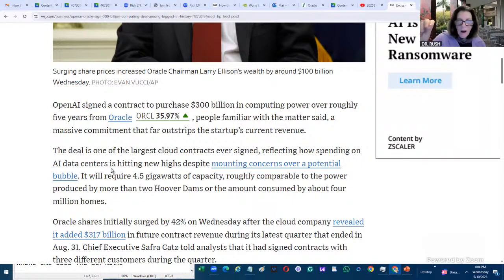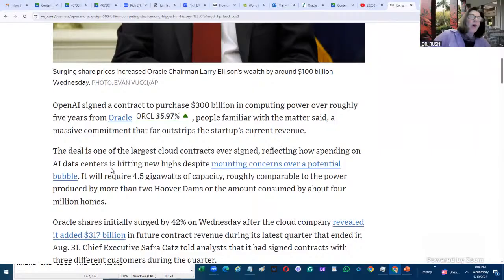Remember we talked about hardware, about AI requiring loads and loads of data centers, hitting new highs, mounting concerns over a potential bubble. It will require 4.5 gigawatts of capacity, comparable to the power produced by 2 Hoover dams, or the amount consumed by 4 million homes.